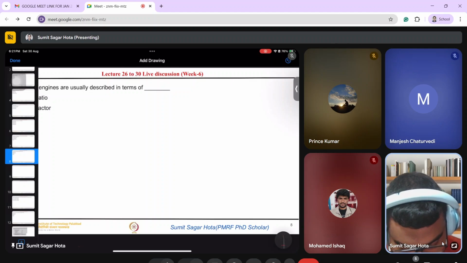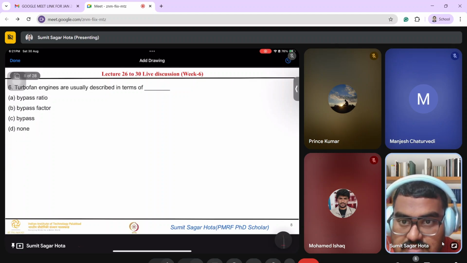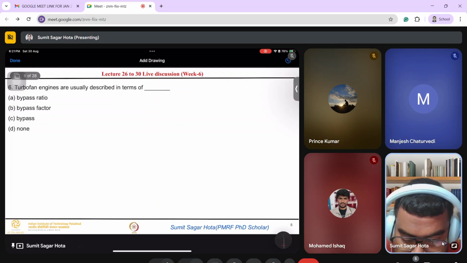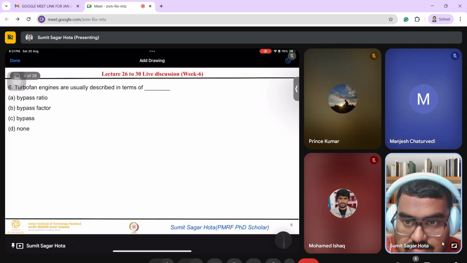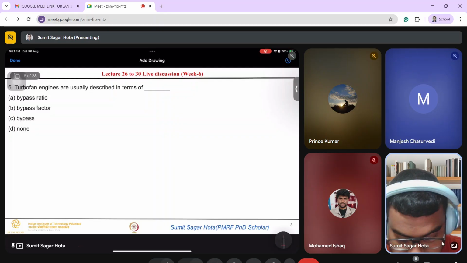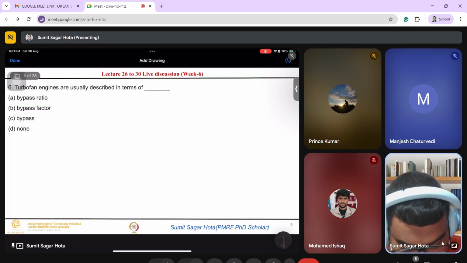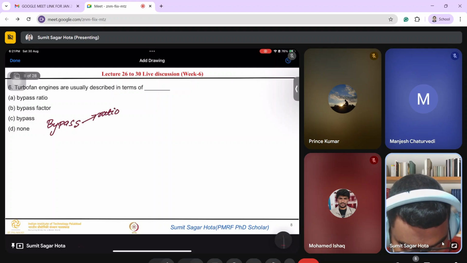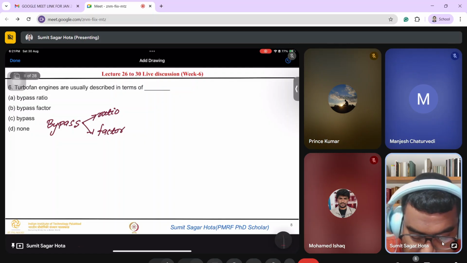Next one. Turbofan engines are usually described in terms of dash. It's a very good question. They try to confuse you by putting the term bypass: bypass ratio, factor, all these things. So let's discuss what this bypass factor and ratio are. This bypass has two terms: one is the ratio and one is the factor.